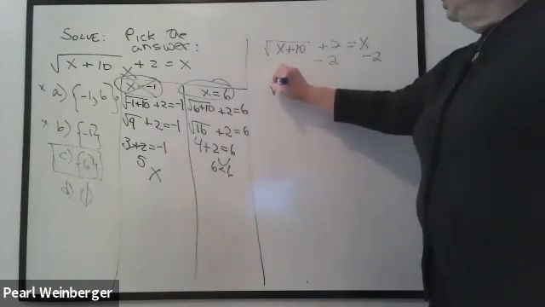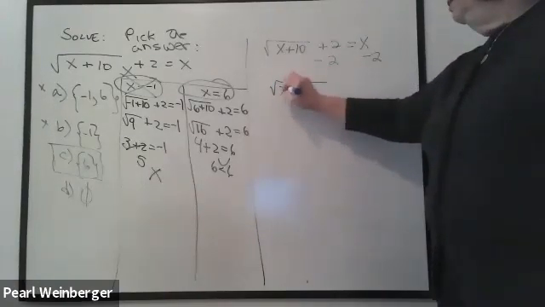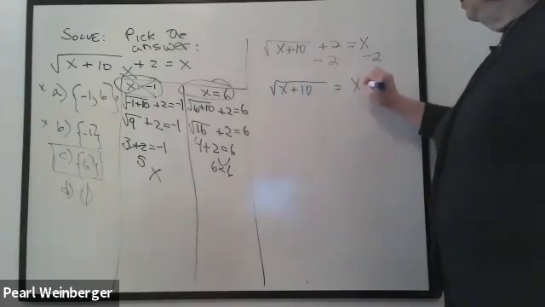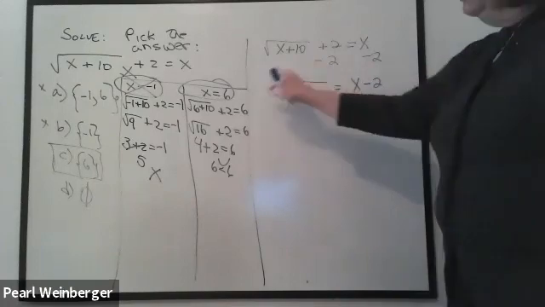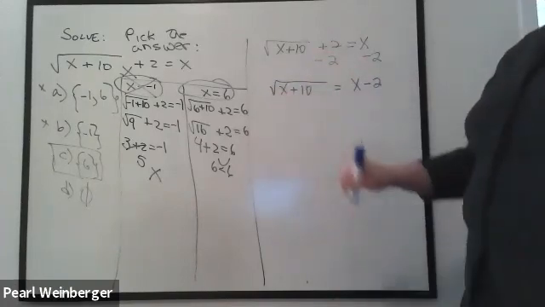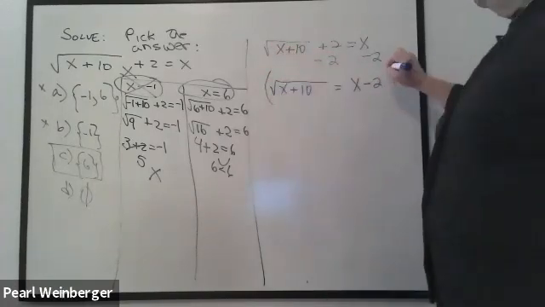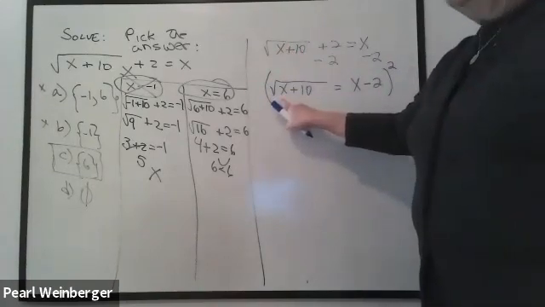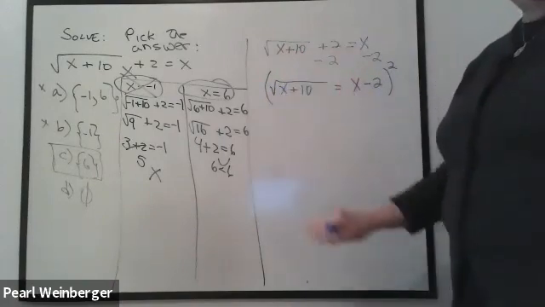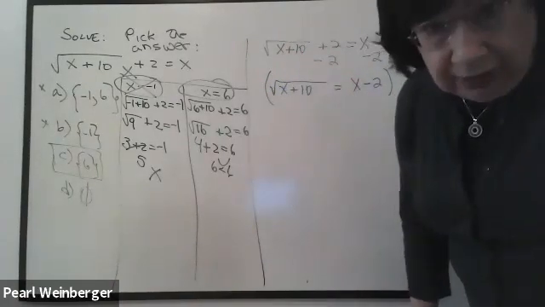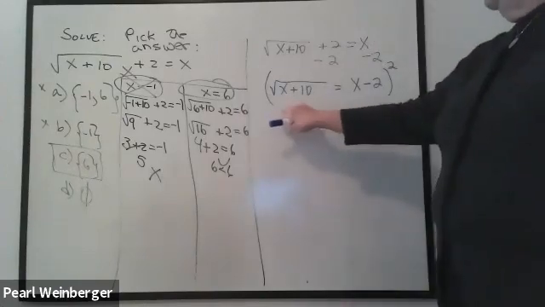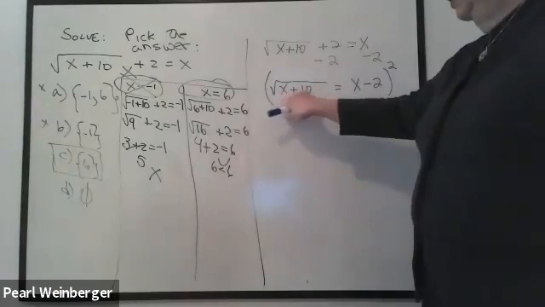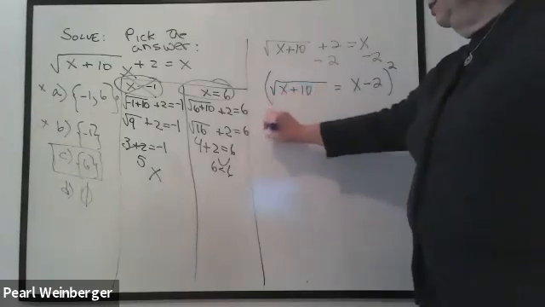Which will give you the square root of x plus 10 equals x minus 2. You want to get the radical all by itself. And then you want to square both sides of your equation, because when you square a radical, it removes the radical. And the whole point is to get an equation that doesn't have a radical. So when I multiply the square root of x plus 10 by itself, when I square this, it obviously just gives me x plus 10.